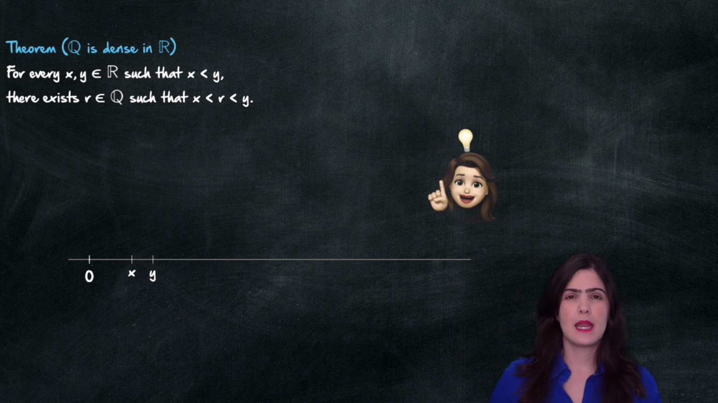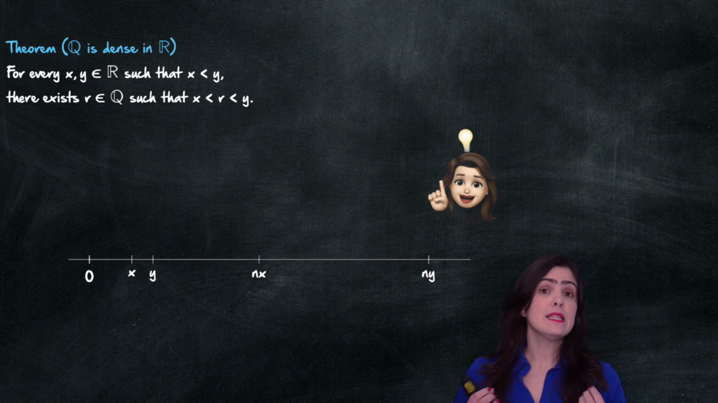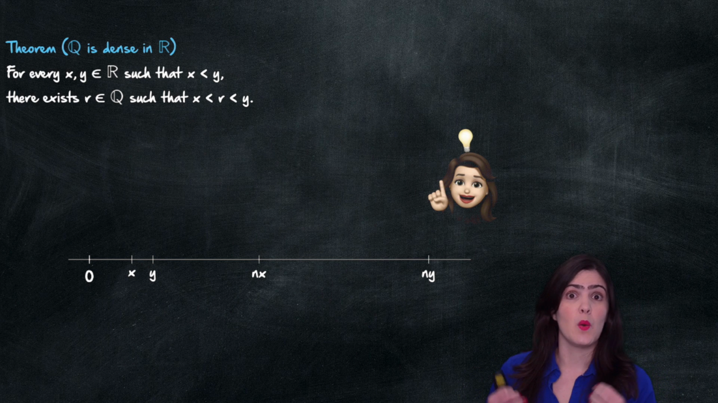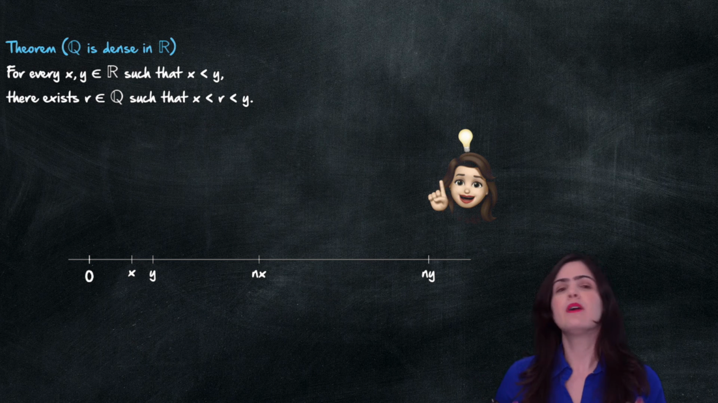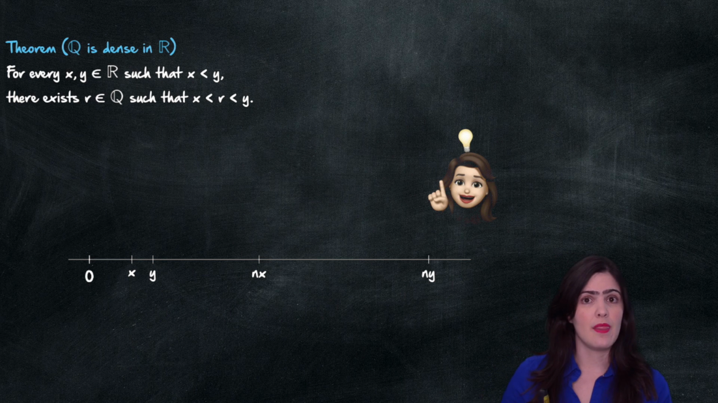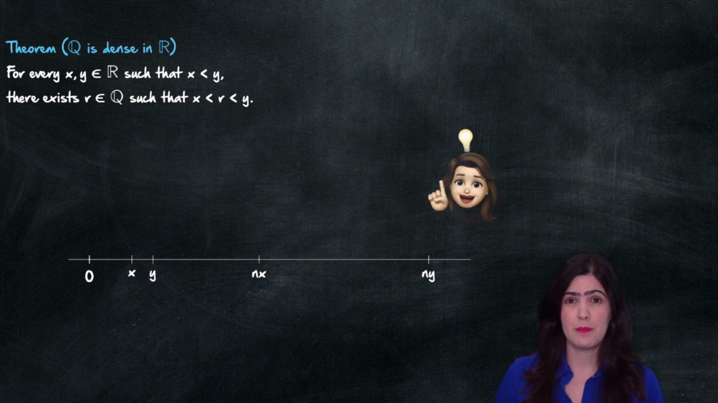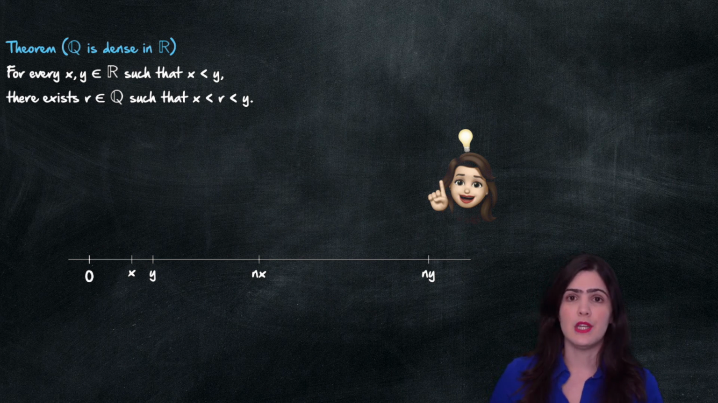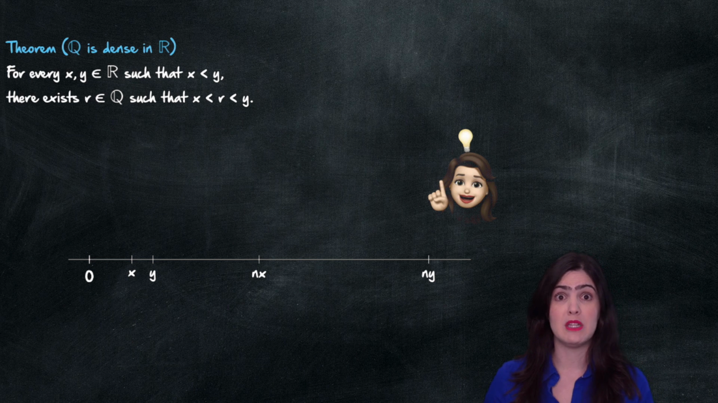So I'm going to find an n large enough such that the distance between nx and ny is bigger than 1. And why is this? Well, if I know that nx and ny are more than 1 unit apart, then I know that in between them I have to have an integer. Right? Try to think about that. Okay, so if you have convinced yourself that that is the case, great, let's continue. If not, then pause the video and try to think about why, if the distance between nx and ny is bigger than 1, then we know that there is an integer in between them.